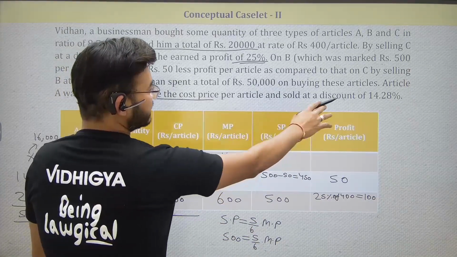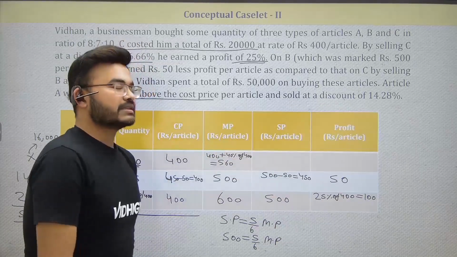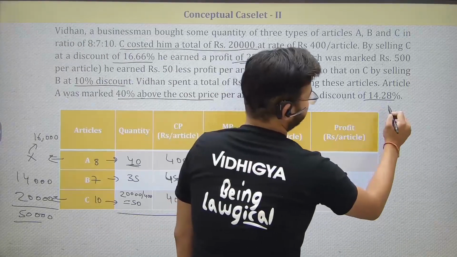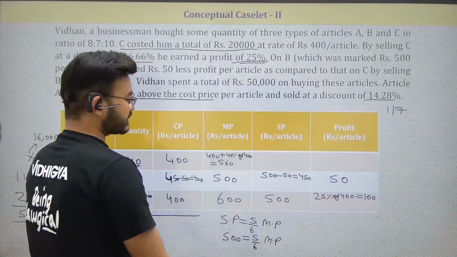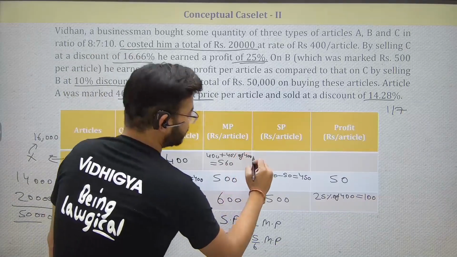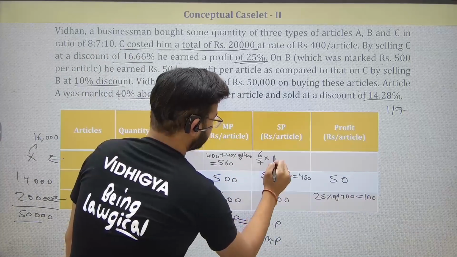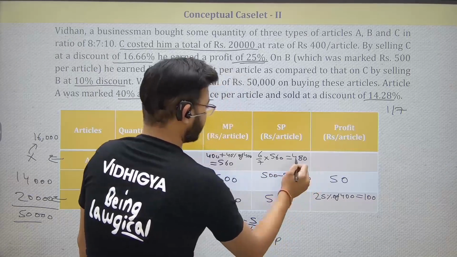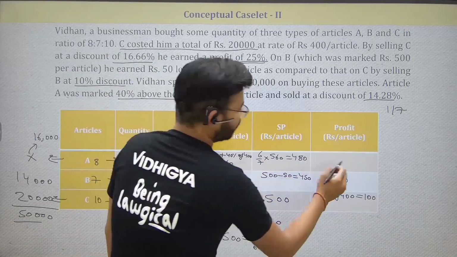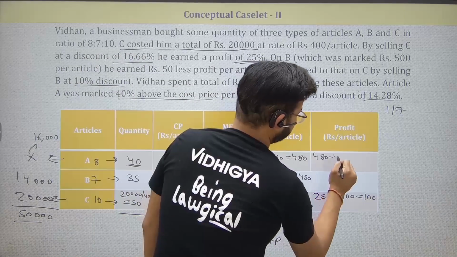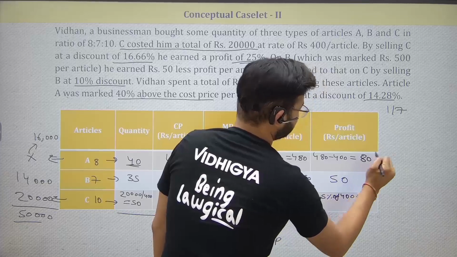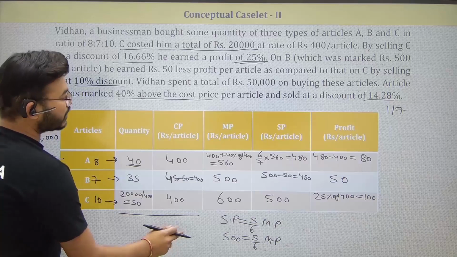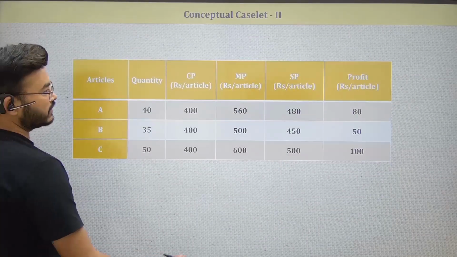It is sold at a discount of 14.28%. So a discount of 14.28% means 1 by 7. So it is sold at a discount of 1 by 7. That means the selling price will be 6 by 7 into mark price, which is 560. So this becomes 480. So selling price is 480, cost price is 400. So profit will be selling price minus the cost price. That will be equal to 80 rupees. Okay. So this is the final table that we get.